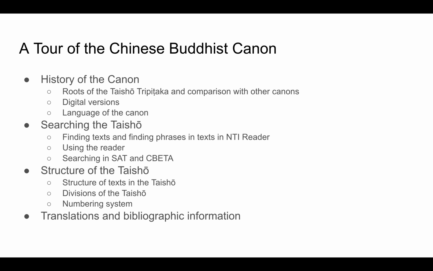Then we'll talk about the structure of the Taisho, structure of individual texts, and the divisions of the Taisho, and I'll mention the numbering system. Finally, we'll talk about translations into English and other bibliographic information about the canonical texts.